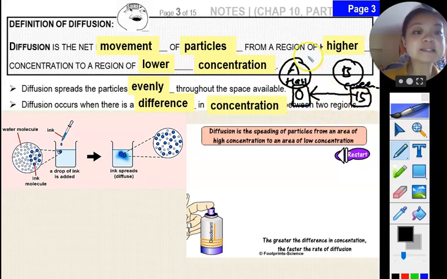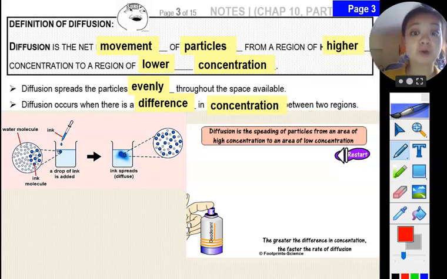But let's say the hall has 15 and the canteen also has 15. There will not be any diffusion because both numbers are the same, so there is no difference in concentration, then diffusion will not occur. But will there still be movement? The answer is yes, because all particles are able to move. All right, so that is something that we need to take note of.